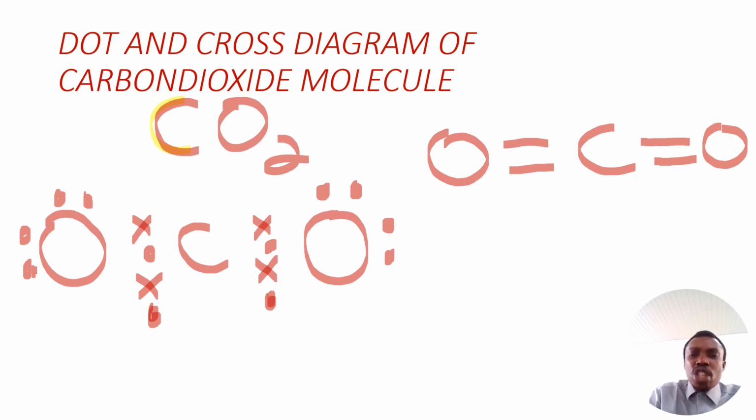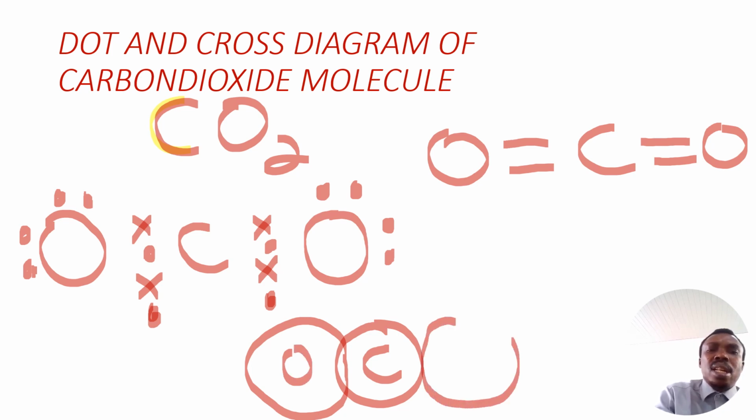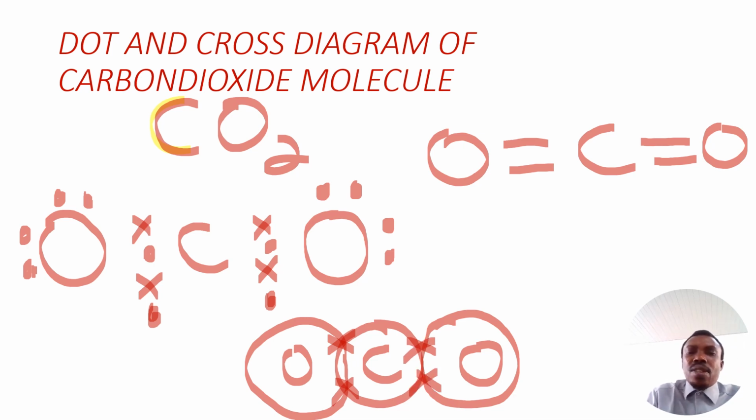So we can also use shells to represent the dot and cross diagram. You can draw the shells this way. You can decide to do it this way. This is carbon. This is oxygen. And this is oxygen. So carbon contains 4 electrons in the outermost shell. So we'll have 1, 2, 3, and 4. Oxygen contains 6 electrons in the outermost shell.